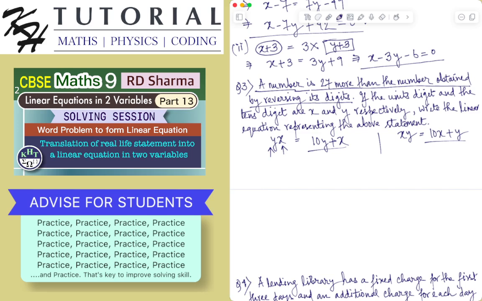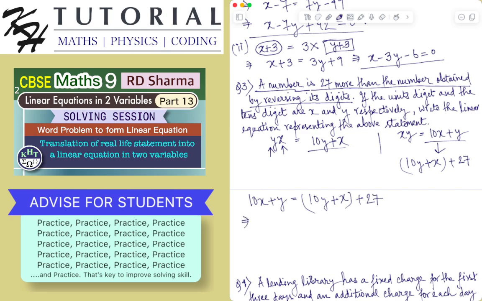So a number is 27 more than the number obtained by reversing its digits. So clearly we must have 10y plus x, 27 more. So 10y plus x plus 27. So the linear equation is 10x plus y is equal to 10y plus x plus 27. So clearly we have formed a linear equation in x and y.